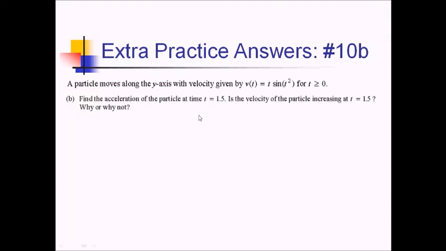For this part of the problem, they want us to find the acceleration of the particle at 1.5. Is the velocity of the particle increasing at 1.5? Why or why not? So for acceleration at 1.5, since acceleration is the derivative of velocity, a of 1.5 is really just v prime of 1.5, which, since this is a calculator question, we are allowed to just enter directly on our calculator. Now, it's tempting to actually figure out the formula for v prime, but we don't have to. You are allowed to just take the derivative of a function that they've given you at a single point without showing any other work. So let's go ahead and do that.